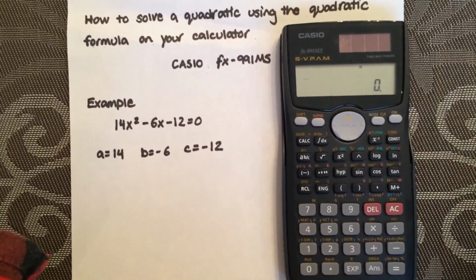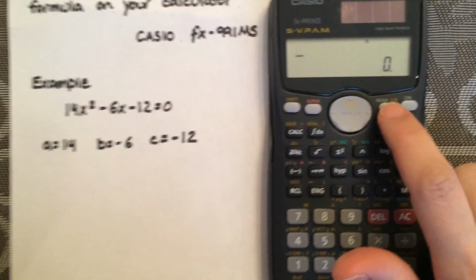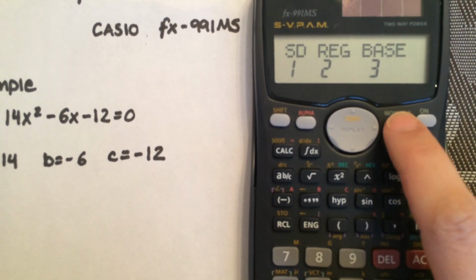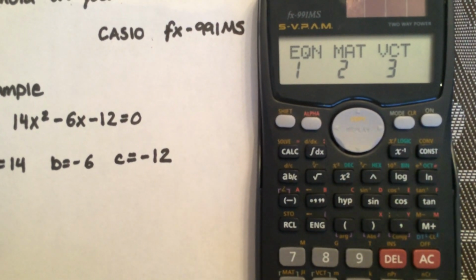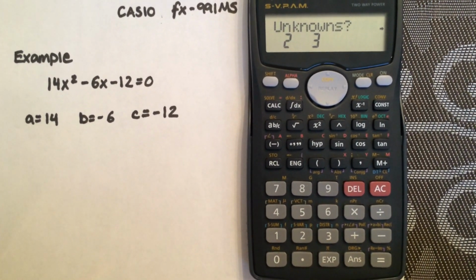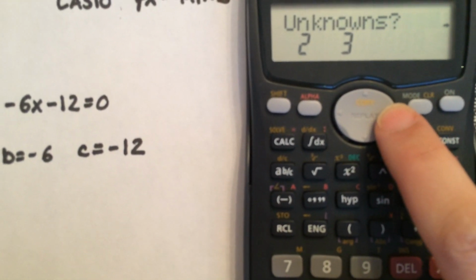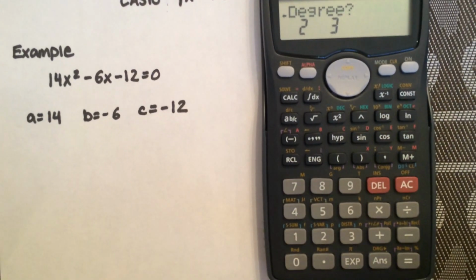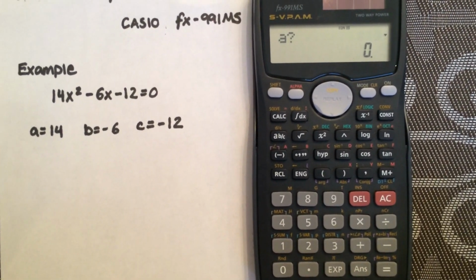Go to your calculator, select mode 3 times, 1, 2, 3. You should see equation 1. Select 1. You're going to scroll so you see degree. Select 2 or a degree of 2.